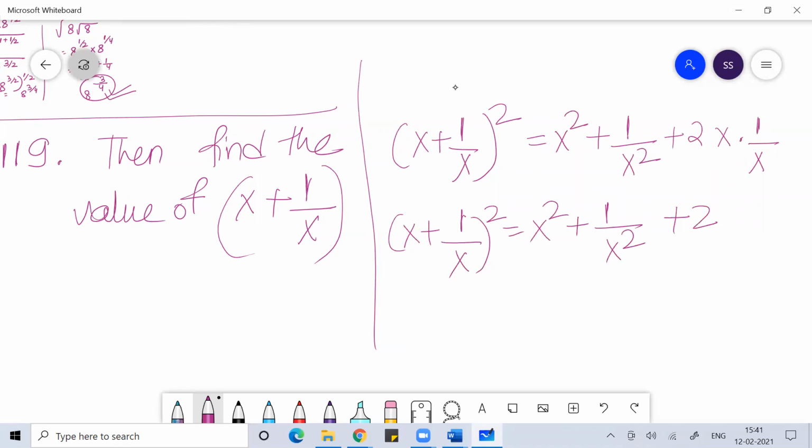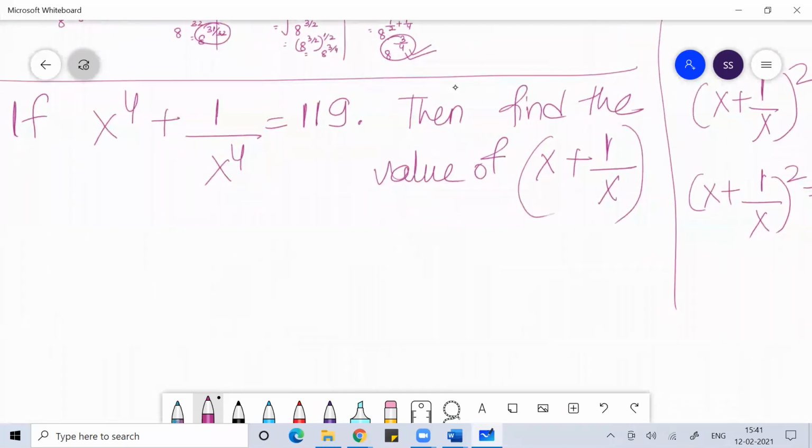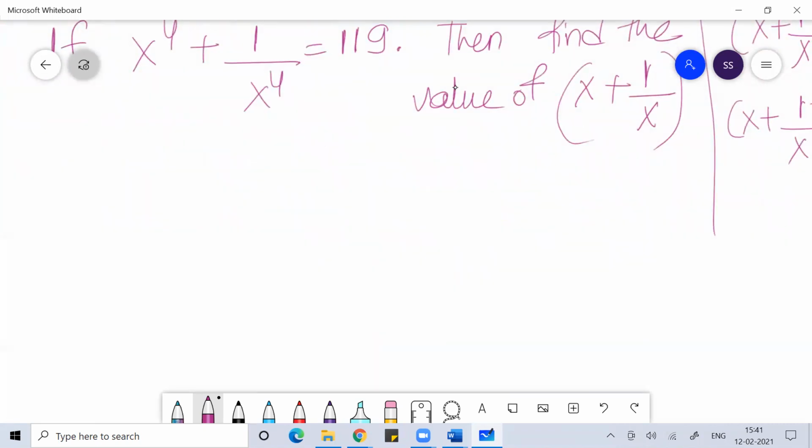So remember this. Here, if it is written x to the power 4 plus 1 by x to the power 4, keep this in your mind. If it is written like this, x to the power 4 plus 1 by x to the power 4 is 119.